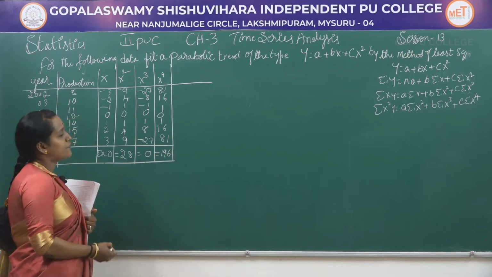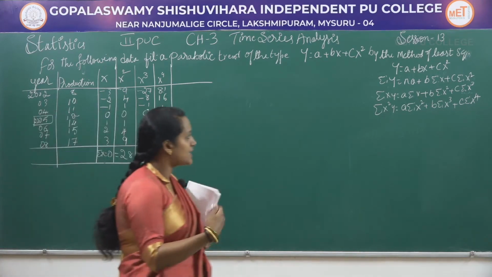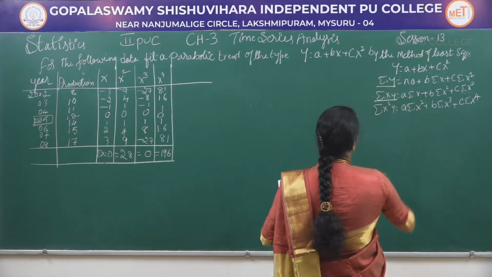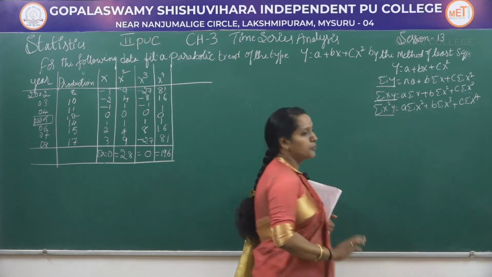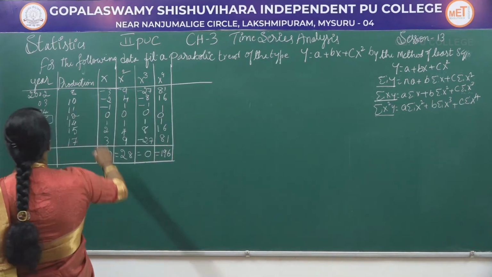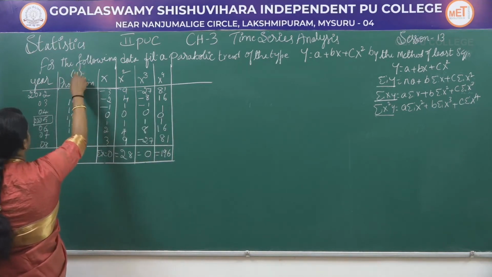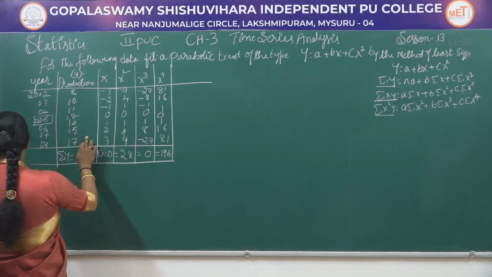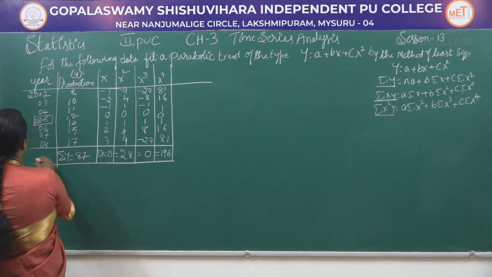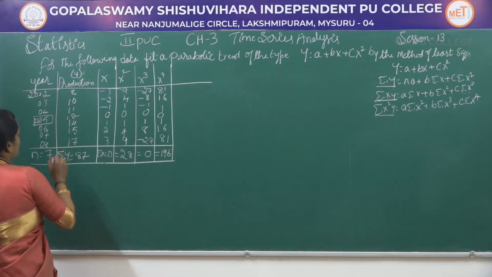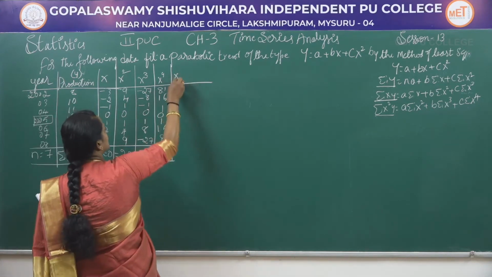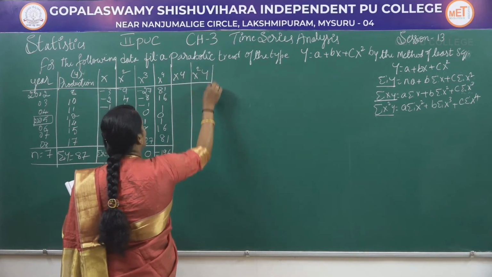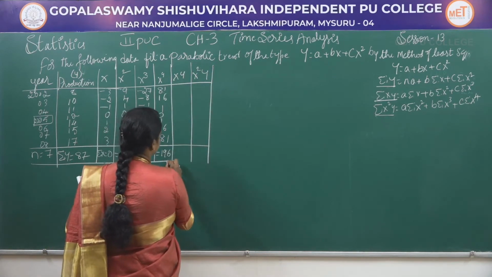After completing this one, the next step is we have to find summation y, summation x into y, summation x square y. Summation y is nothing but this production, we consider it as y. This is our summation y, and take this total. This is 87. Here n is equal to 7. Next is x into y we have to calculate, and x square y we have to calculate.